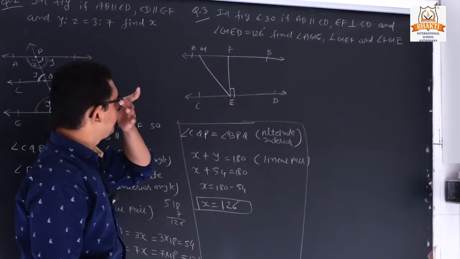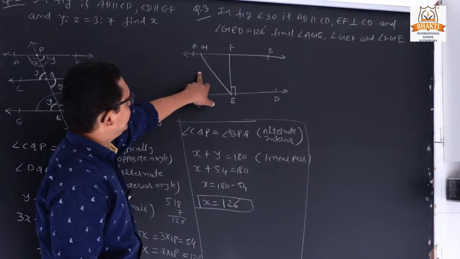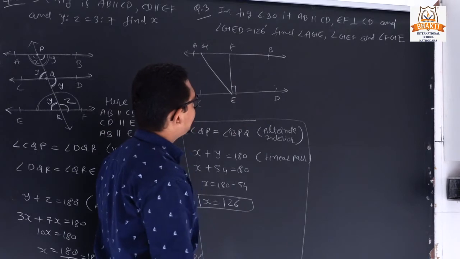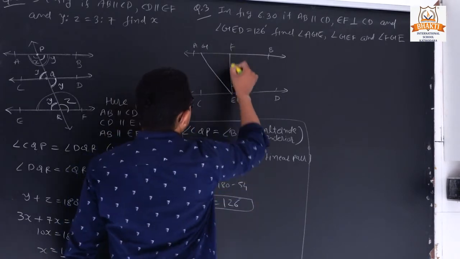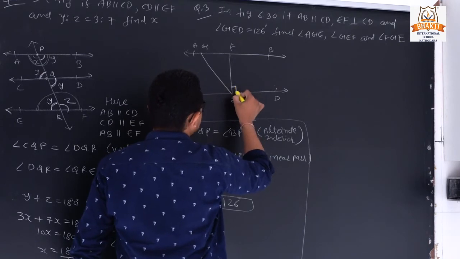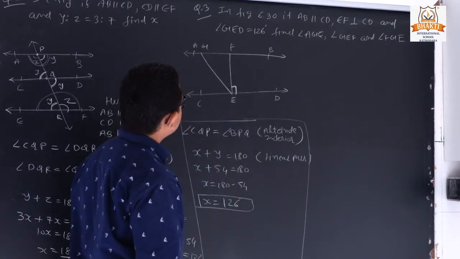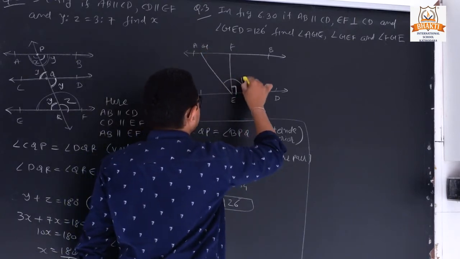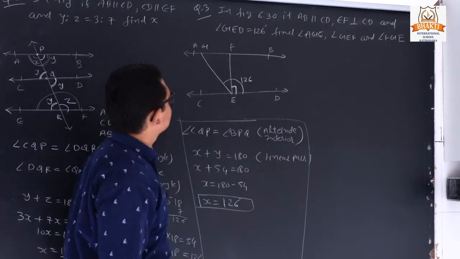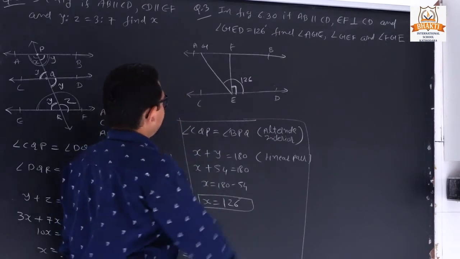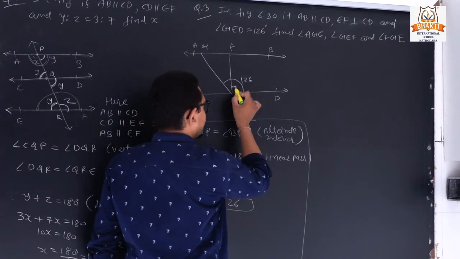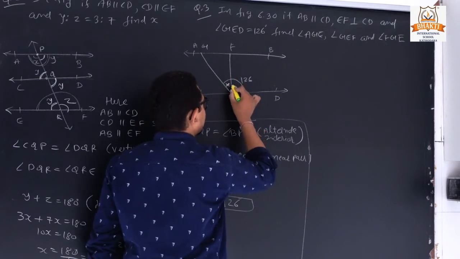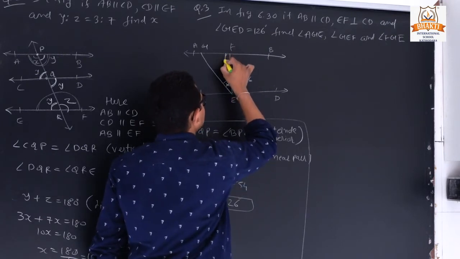Now next, question number 3. In figure 6.30, AB is parallel with CD. So these both lines are parallel to each other, and EF is perpendicular with CD. EF is perpendicular with CD. So this is 90 degree, and angle GED is also given as 126. So now if it is 126, we can subtract 90 from 126, so we can find this angle, and it is a right angle, so it is also a right angle because these both are parallel to each other.